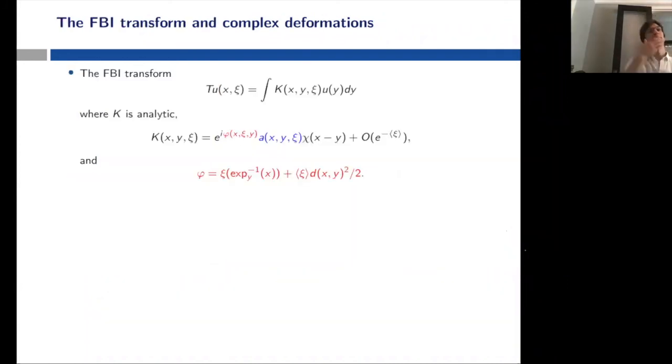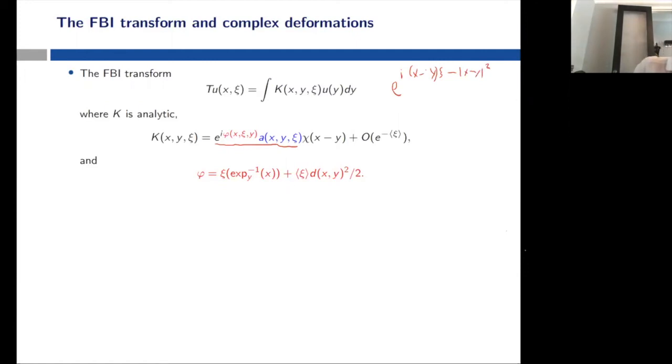Okay, so what does this FBI transform look like? It looks as follows. There are a couple of things I want you to observe from this slide. I'm going to give you the integral kernel of the FBI transform, and it's going to look like the usual FBI transform. Remember, the usual FBI transform looks like e to the i xi times (x minus y), minus (x minus y) squared. This is one version of it.